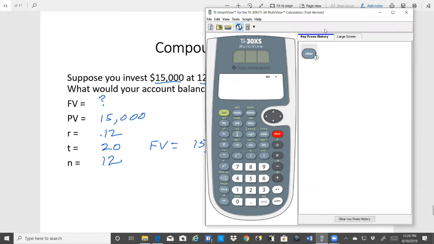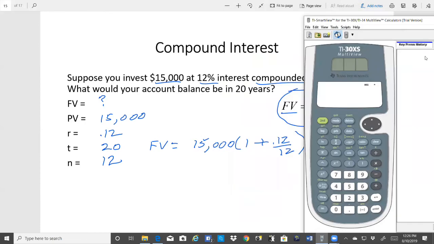I'm going to clear everything out. I'm going to clear the key press history. And we want to put this equation in the calculator.